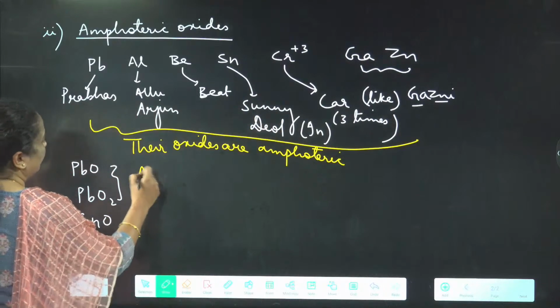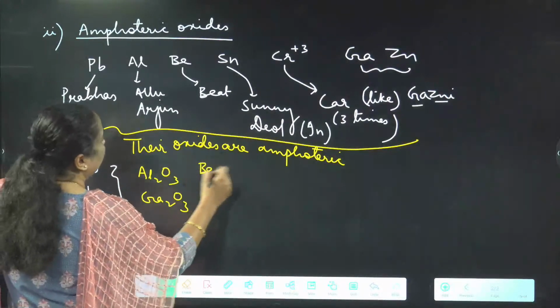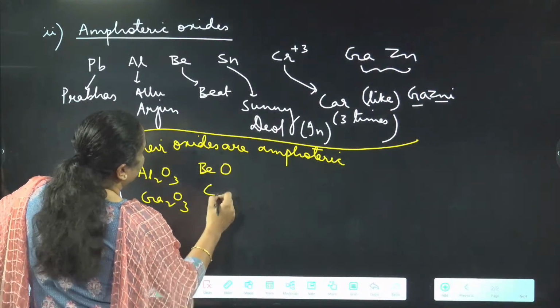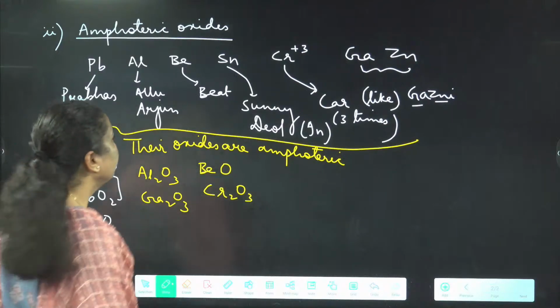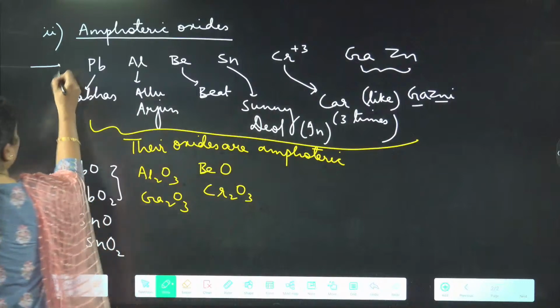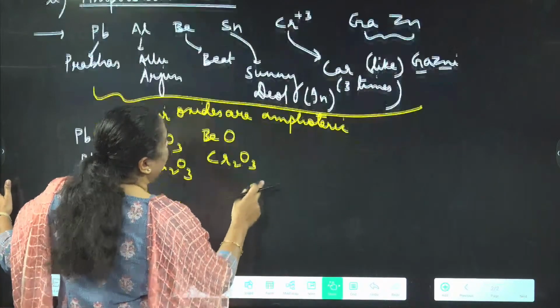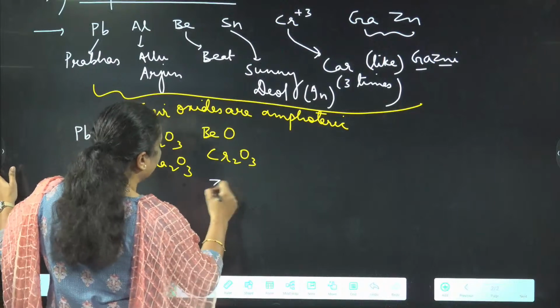SnO, SnO2, you are having Al2O3, you are having Ga2O3, right? You are having beryllium oxide, okay? You are having Cr2O3. See, the thing is, you must remember it is Cr plus 3 only, okay? And one more thing I have to write down. This one you already know, okay? And you are having here Ga2O3, we have already written. Then you are having ZnO, right?